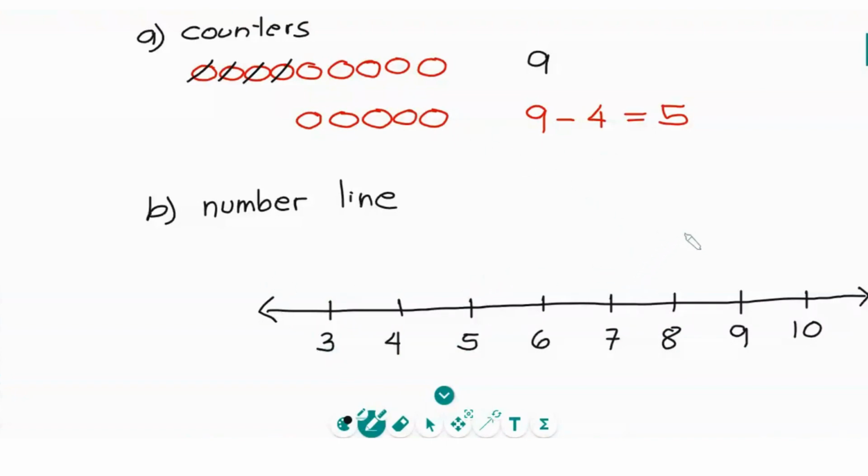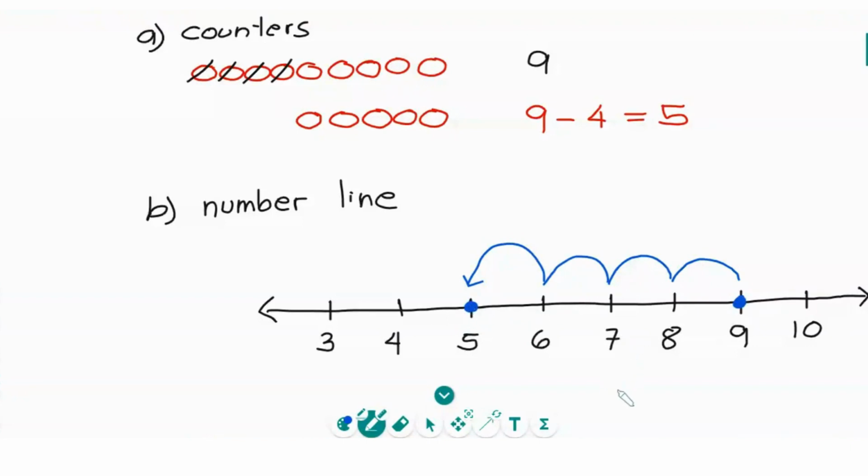So 9 minus 4, first we locate the number 9, so we can find it here. During subtraction, we're going to the left of the number line, unlike addition, where we're going to the right. But here, we're going to go to the left side. So minus 4, that means we're going to move 4 spaces to the left. So here we have 1, 2, 3, and 4. And we end up on number 5.